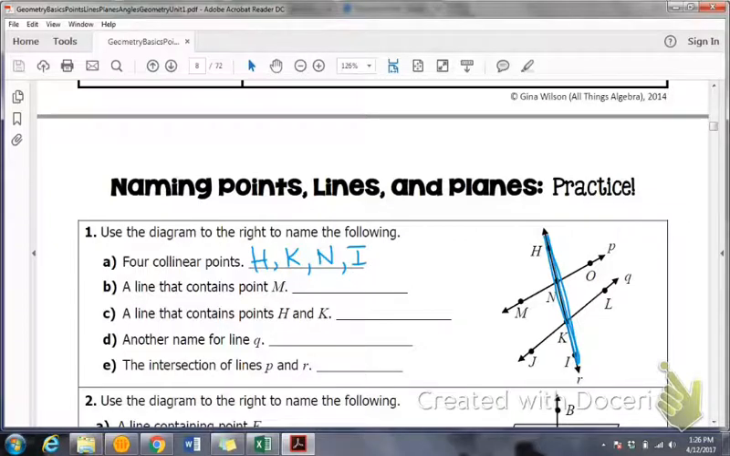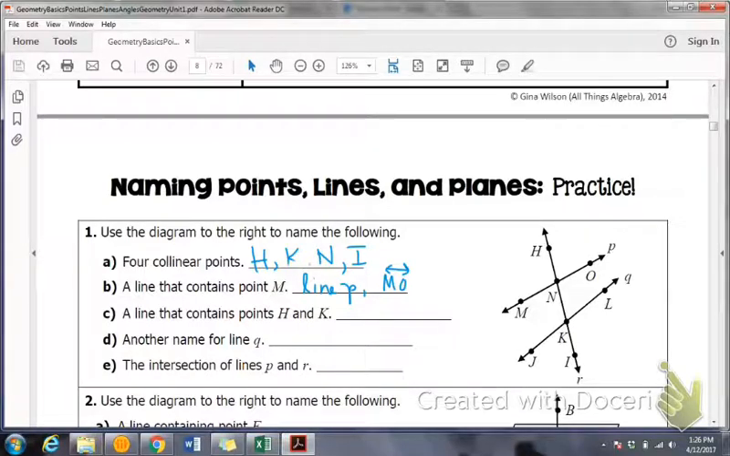All right. What about a line that contains? That word contains just means it's on there. So what's a line that has point M on it? Line P. That would be an okay way to name it. What's another way to name that same line? M and O. Okay. So we would say M-O, but we're going to put the line symbol above it. And there are some other ways that we can name that line, right?